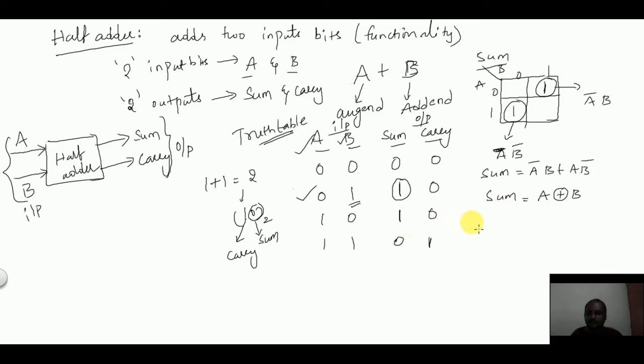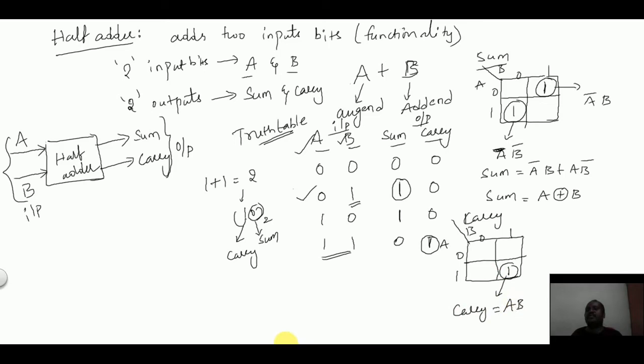Similarly, for carry, if you draw the K-map, there is only one cell present, for which the input combination is 1 1. This is the only combination. So we can write carry is equal to A into B.